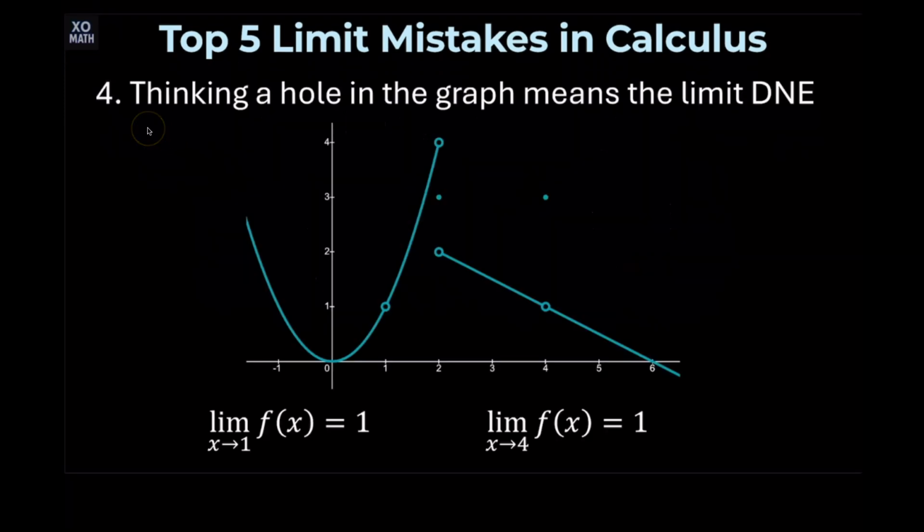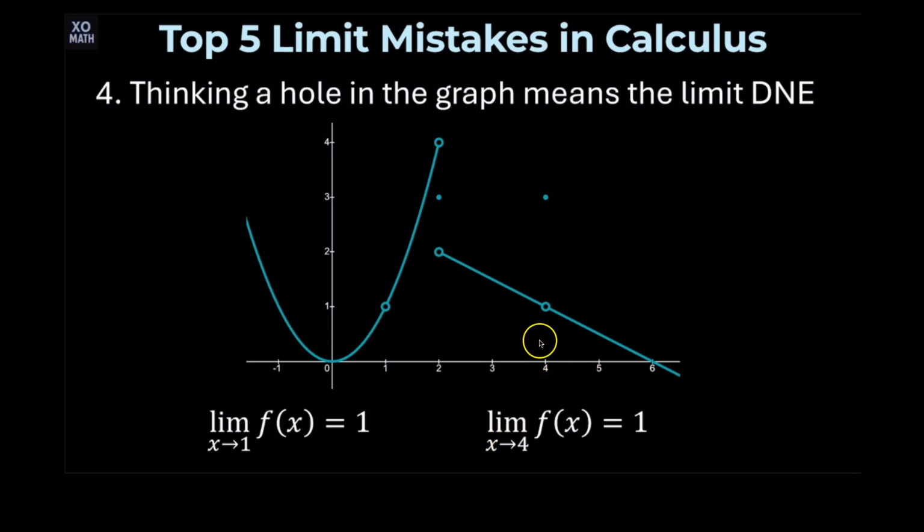Number 4, graphical limits, thinking that a hole in the graph means the limit does not exist. So here, the limit as x approaches 1 of f of x is in fact equal to 1. So from both sides, from the left side of 1 and the right side of 1, I'm approaching this y value 1. So the limit does exist. It doesn't matter that there is a hole in the graph there.